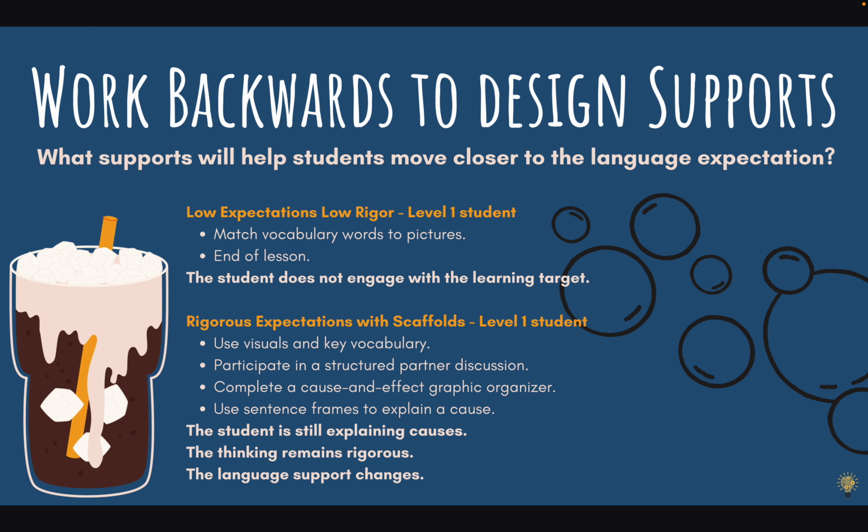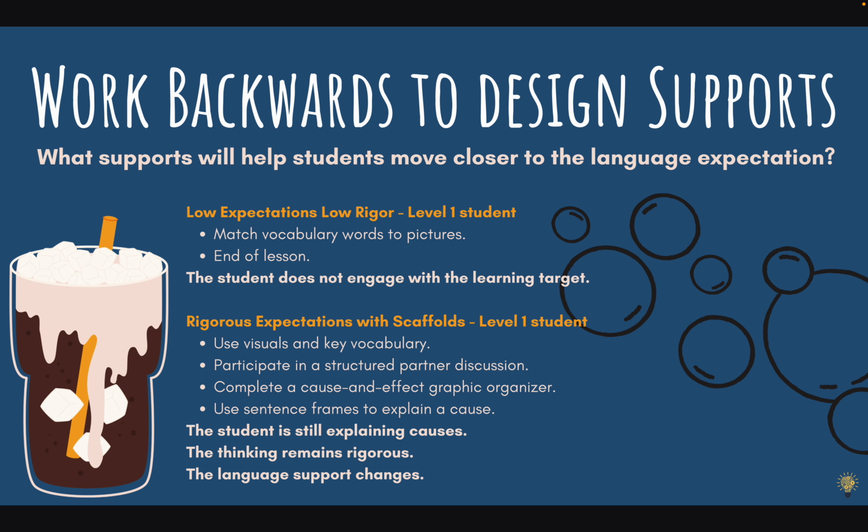If we have low expectations and low rigor and we're not considering proficiency level 5, a level 1 student might only match vocabulary words to the picture. And then end of lesson, I'm done. The student does not engage with the learning target. And my learning target, can the students explain the causes of the American Revolution, right?